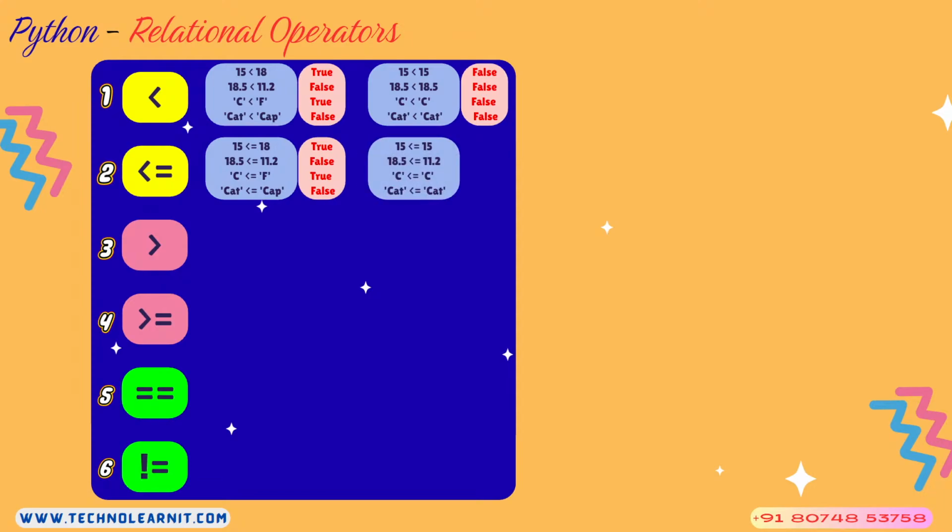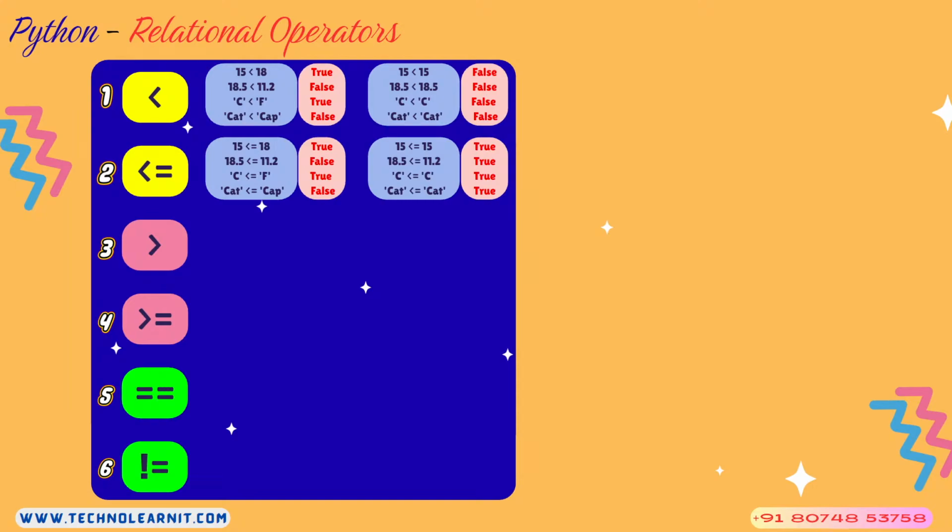And you can also apply less than or equal to between the same values. As you see here, 15 less than or equal to 15 is true. 18.5 less than or equal to 11.2 is true. String C less than or equal to string C is true. Similarly, the string cat less than or equal to string cat also evaluates to true.